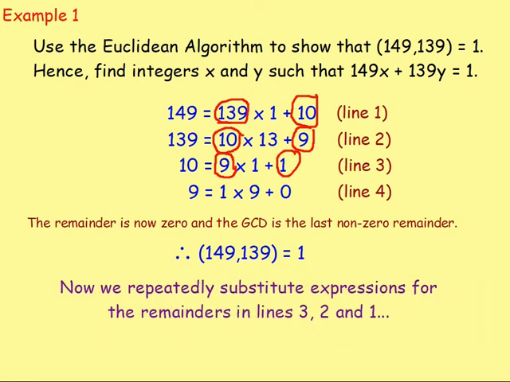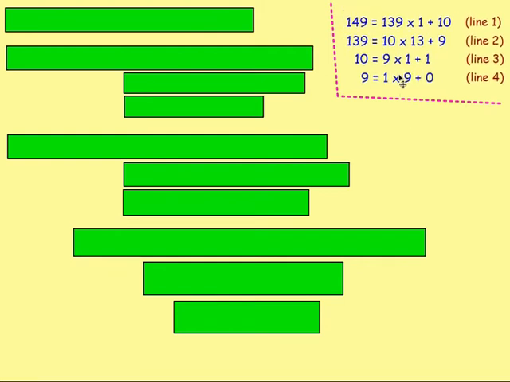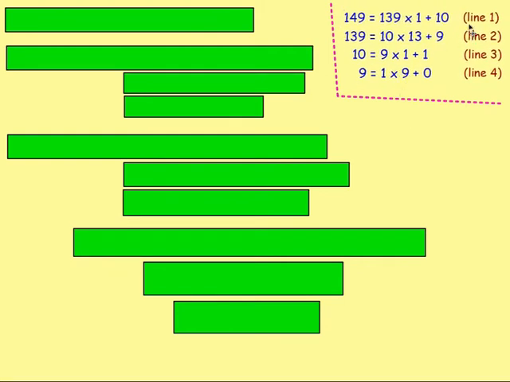What we now do for the second part, hence find the integers x and y such that 149x plus 139y equals 1, is we repeatedly substitute expressions for the remainders in lines 1, 2 and 3. Let's do that over the page. So this is what we had just on the last page. We had all of these lines 1, 2, 3 and 4.